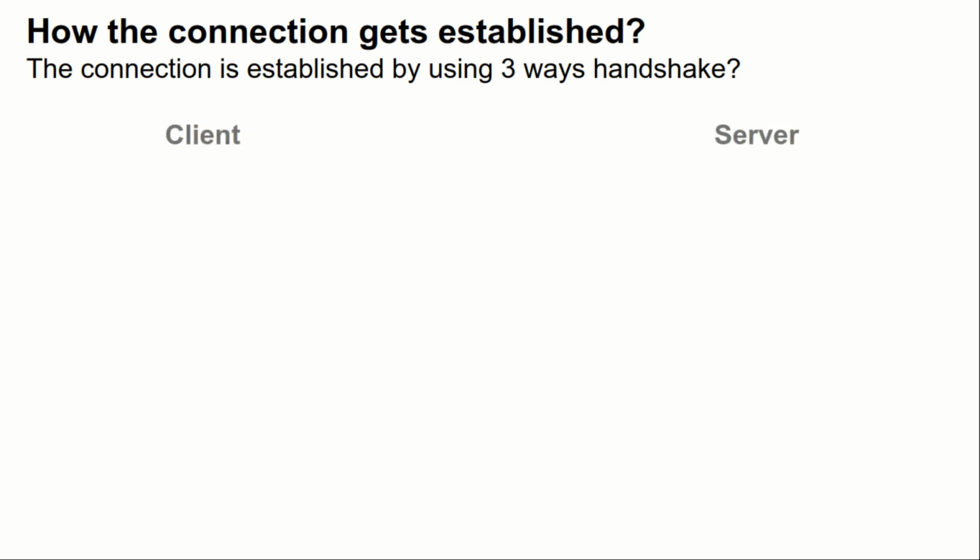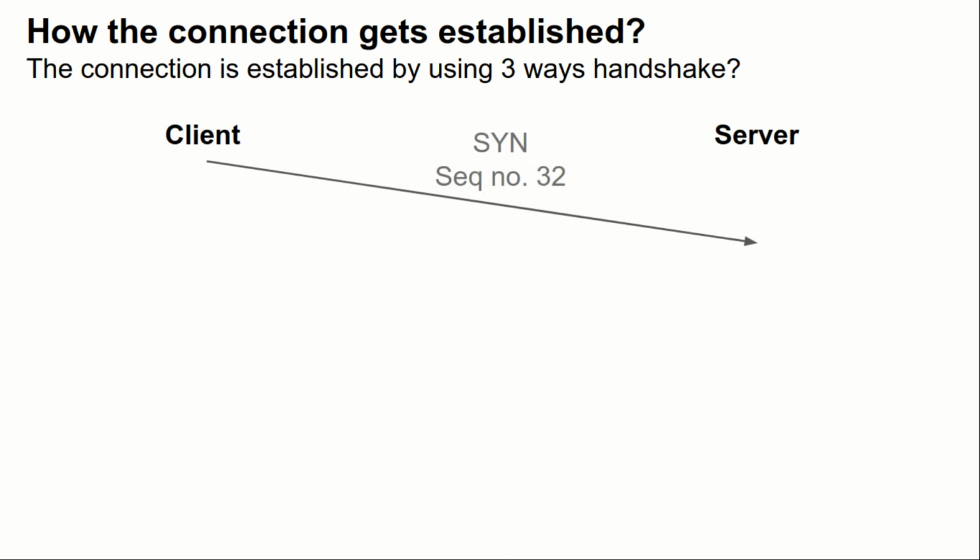So now here are the client and the server. The client will send a request to the server with a synchronization flag and a sequence number. The synchronization flag makes sure that the connection is established from the client to the server. Now after that, a sequence number will be assigned to the packets that are transferring from the client to the server. The sequence number will be random.